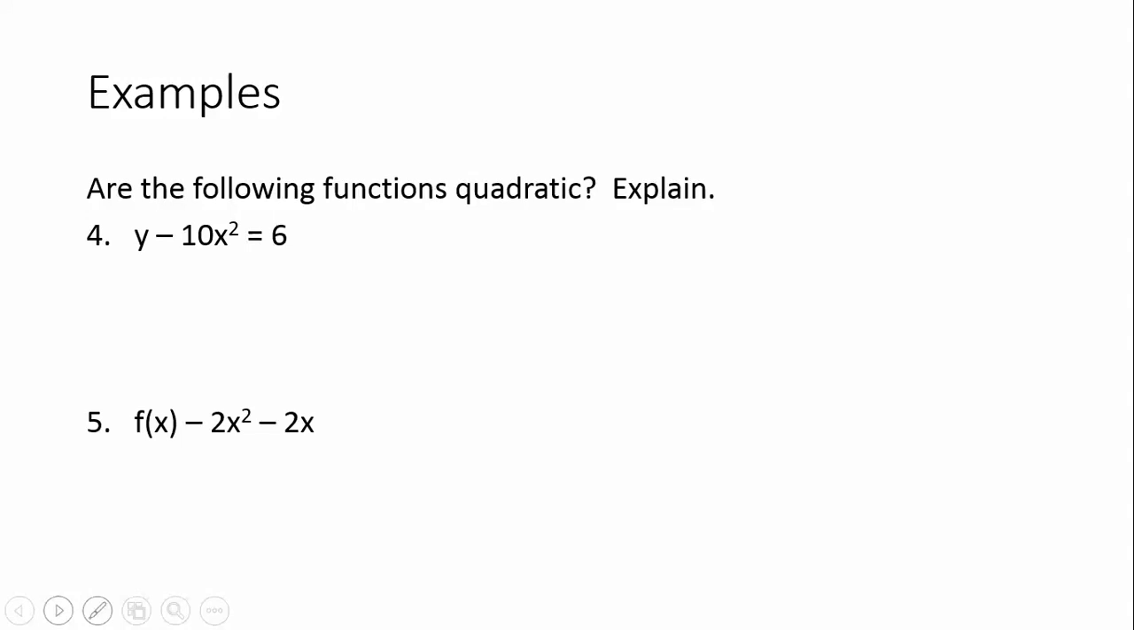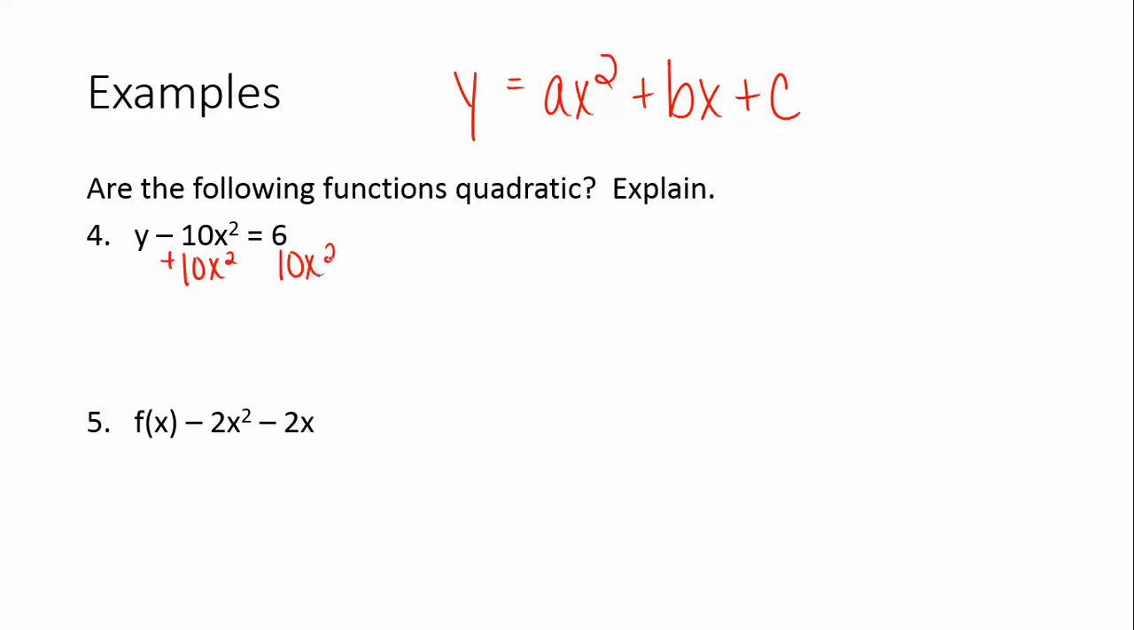Number 4, we have y minus 10x squared equals 6. And again, if I write standard form at the top, ax squared plus bx plus c, you'll notice that the x squared term is over with the y, but that's okay. We can just add it back to the other side. And so if we were to write this in standard form, we would have 10x squared. Again, we don't have a b term, but that's okay. We could write 0x plus 6. So yes, it is a quadratic function because we can write it in standard form.